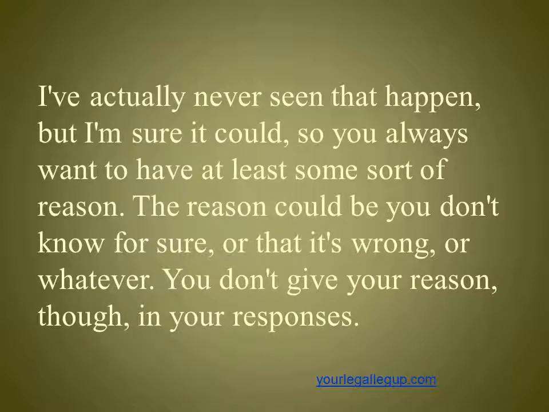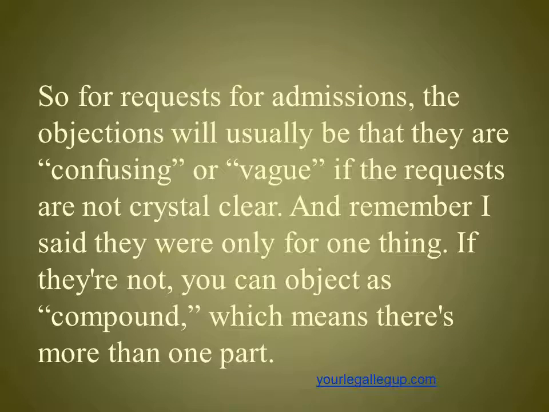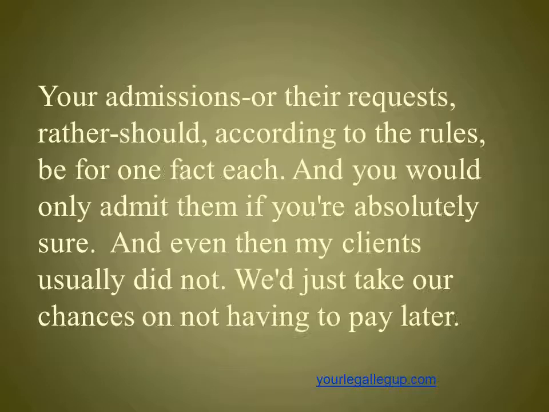You don't give your reason, though, in your responses. Instead, in answering requests for admission, you just say admit, deny, or object. If you object, you say why. So for requests for admissions, the objections will usually be that they are confusing or vague if the requests are not crystal clear. And remember I said that a specific request for admission can only be for one thing. If it's not, then you can object as compound, which means if there's more than one part. Their requests, according to the rules, should be for one fact each, and you would only admit them if you're absolutely sure.